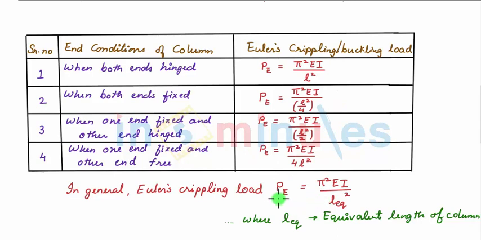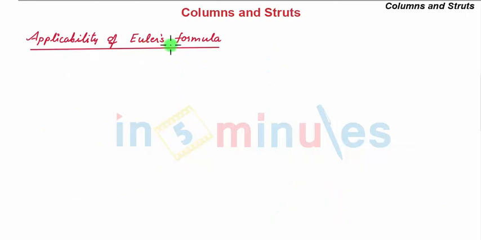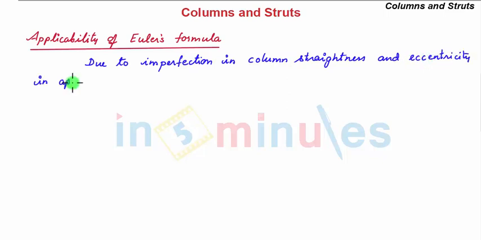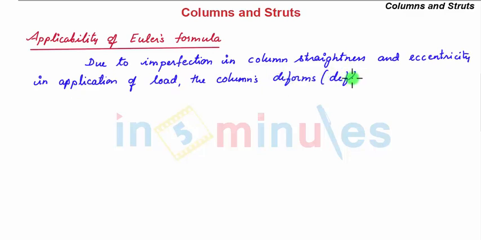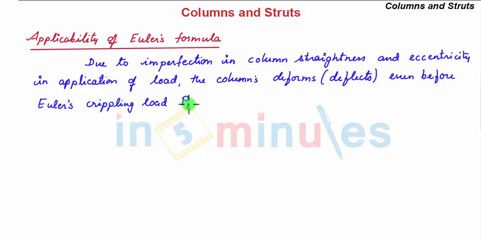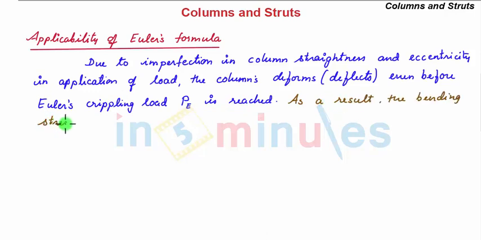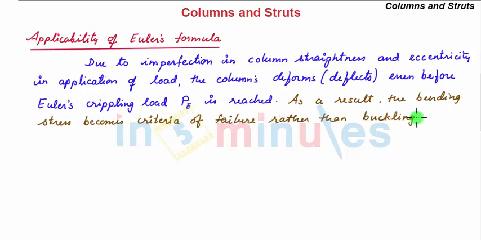Now let us discuss the scope or applicability of this Euler's crippling load formula. We know we have derived Euler's formula by taking some assumptions, but in real columns, due to imperfection in column straightness and eccentricity in application of load, the column deforms or deflects even before Euler's crippling load PE is reached. As a result, the bending stress becomes the criterion of failure rather than buckling.